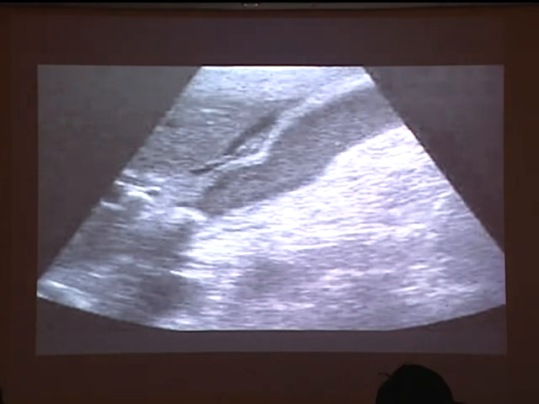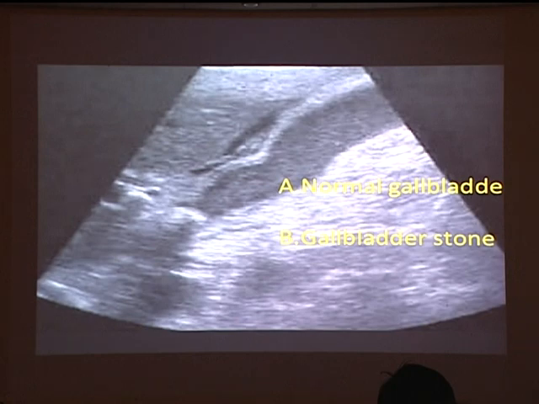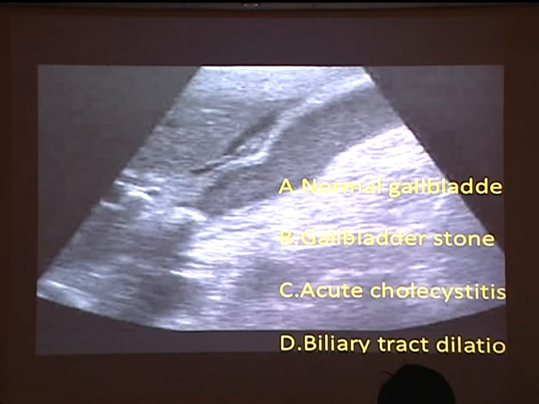So this is the last question. What is the best description of this image? You can see the gallstone, right? But there are other abnormal findings in this image. So A, normal, B, gallstone, C, acute cholecystitis, and D, biliary tract dilation. Which one is the best description of this image? Anyone?